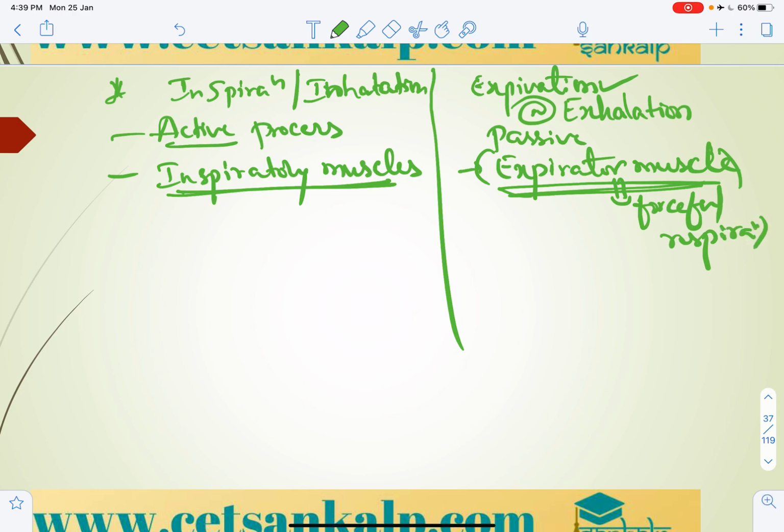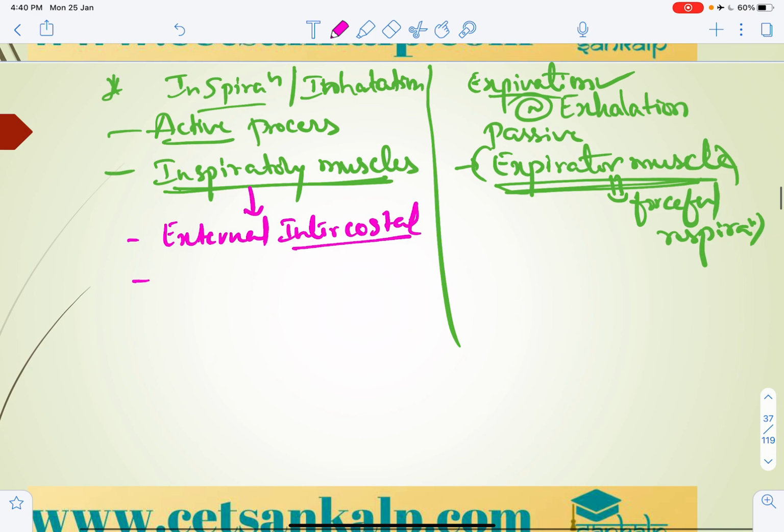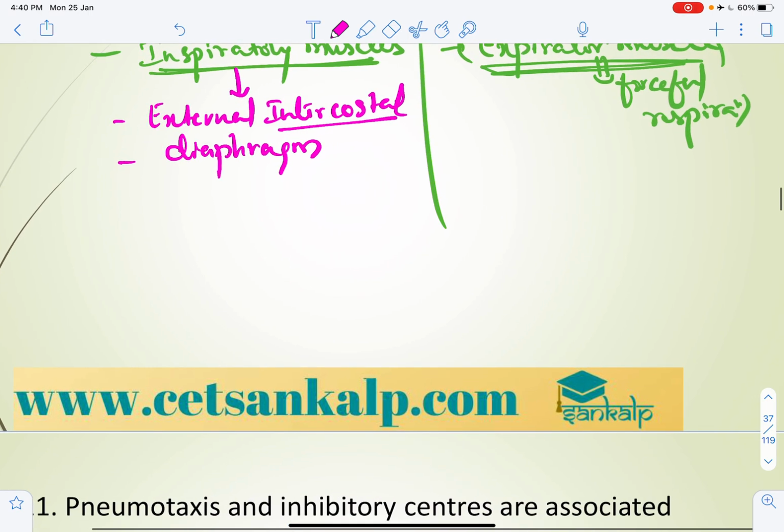We'll take up later how these inspiratory muscles help in both inspiration and expiration. Let us take that. Inspiratory muscles mainly include the external intercostal muscles, already we discussed the meaning of intercostal muscles, in between the ribs, and the muscular diaphragm. So these structures play a major role.